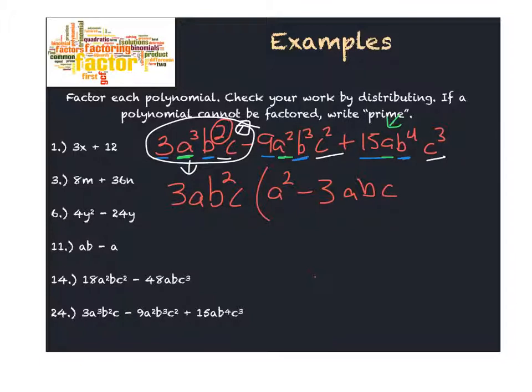Then that's going to be plus 15 divided by 3, which is 5. You take 1a out of 1a, you don't have any a's left. You take 2 b's out of b to the fourth, you have 2 b's left. And you take 1c out of c to the third, you only have 2 c's left. And I challenge you to pause the video and go ahead and distribute this, and you'll see that we'll end up with that original trinomial. So that's how we would factor using greatest common factor.